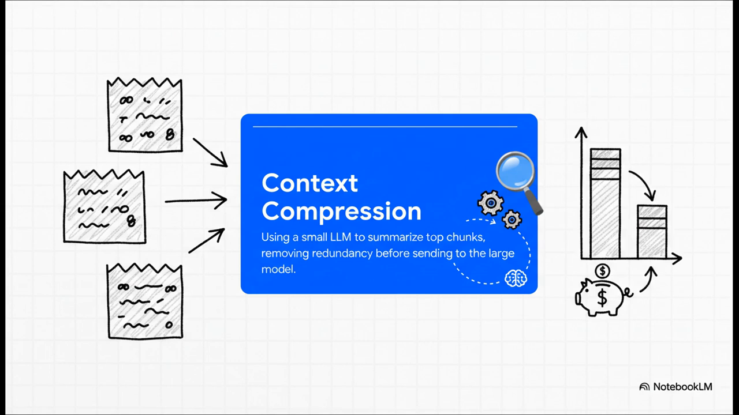And you know what? We can squeeze even further with something called context compression. Before we send those final chunks to our expensive model, we use a smaller, cheaper model to do one last cleanup. It acts like a little editor, pulling out only the most relevant sentences and creating a tight, focused summary. This can shave off another pretty significant chunk of tokens, driving our costs down even more.